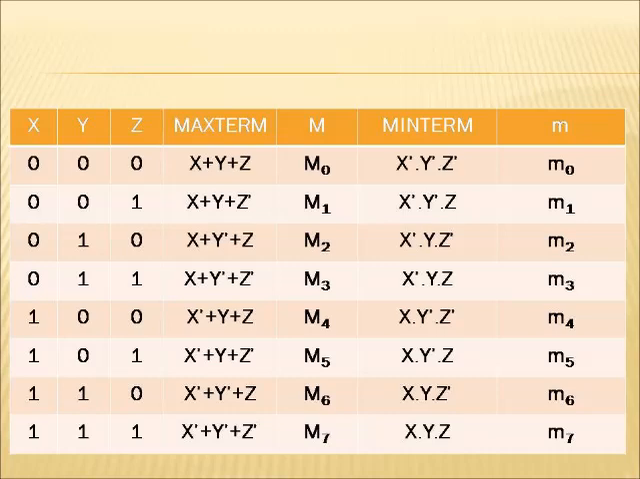When x is equal to 1, y is equal to 1, z is equal to 1, it corresponds to 7. Uppercase M7 means it is a max term, x bar plus y bar plus z bar, because x is equal to 1 means the variable is in the complement form in the case of a max term. In the case of the min term, it is a product of x, y, z, that is x dot y dot z.